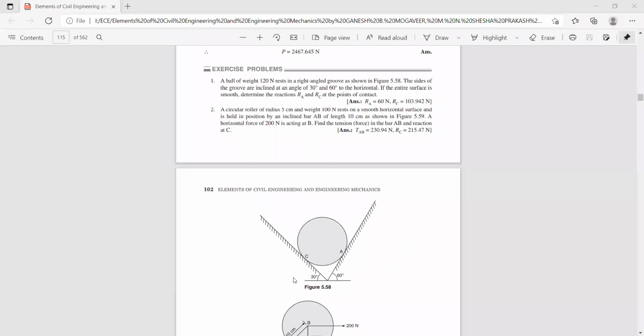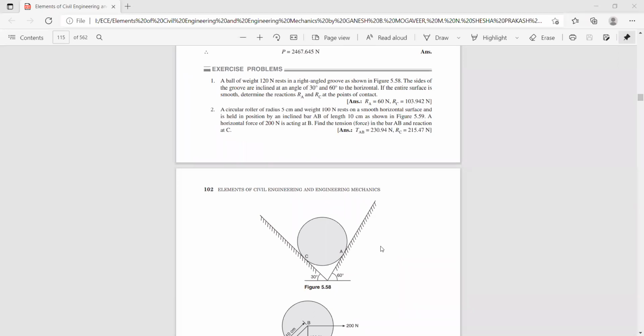That means here you have the component RC. If you direct this RC component, it is acting in the first quadrant. And if you direct this RA component, the reaction component, it is acting in the second quadrant. So sigma f of x is equal to 0. RC cos 60 minus RA cos 30. RC cos 60 minus RA cos 30 is equal to 0.